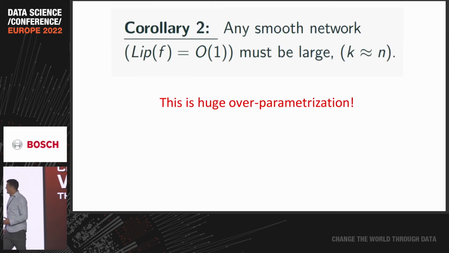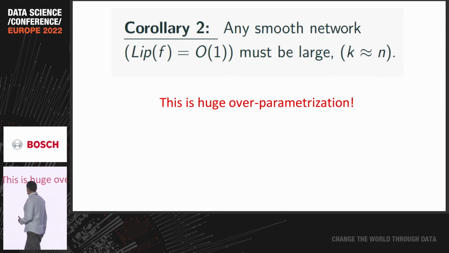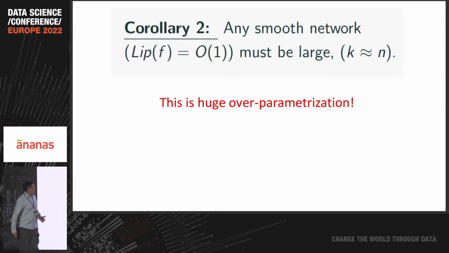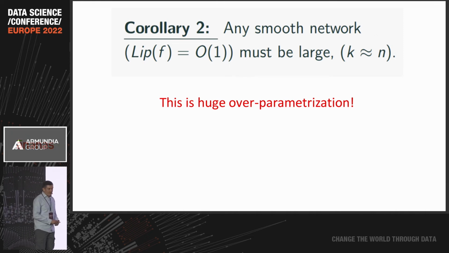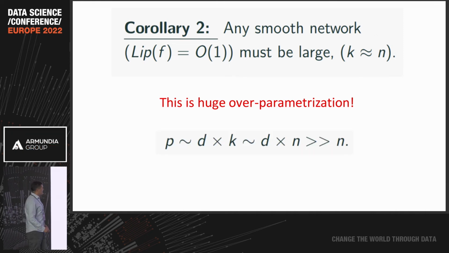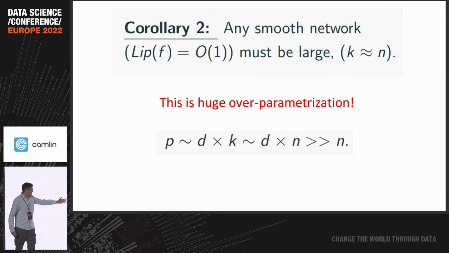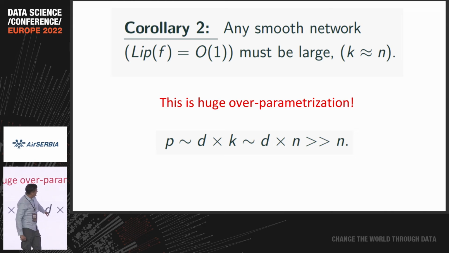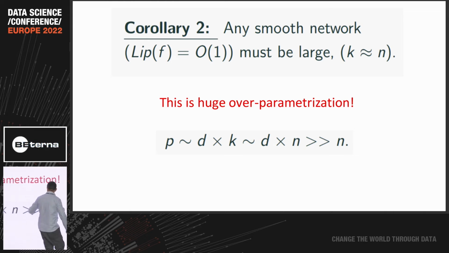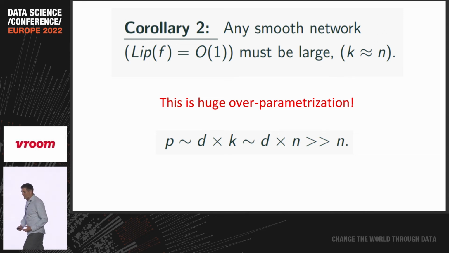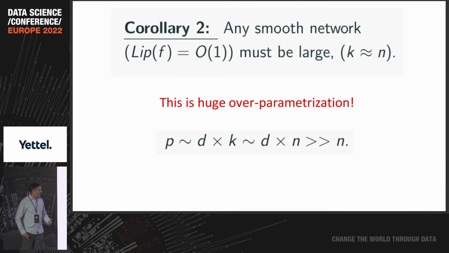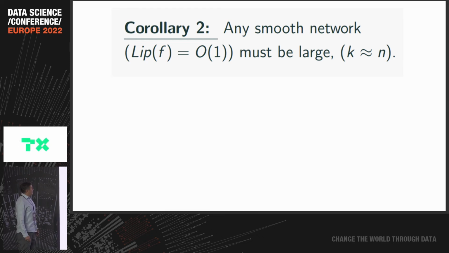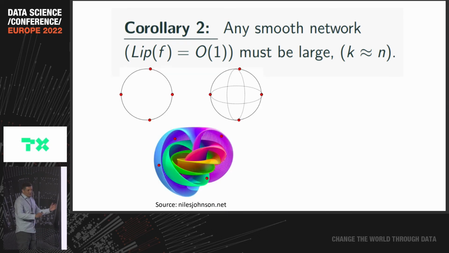Corollary 2 is more interesting to me. Any smooth network where the Lipschitz constant is of order 1 must be large. How can I see this? Let me show you first that the number of parameters then is d times k, and k is approximately n. So d times k is much larger than n. If you have a transformer or some gigantic computer vision neural network, you have enormous overparametrization. But it's okay. So I just want to illustrate this for you.